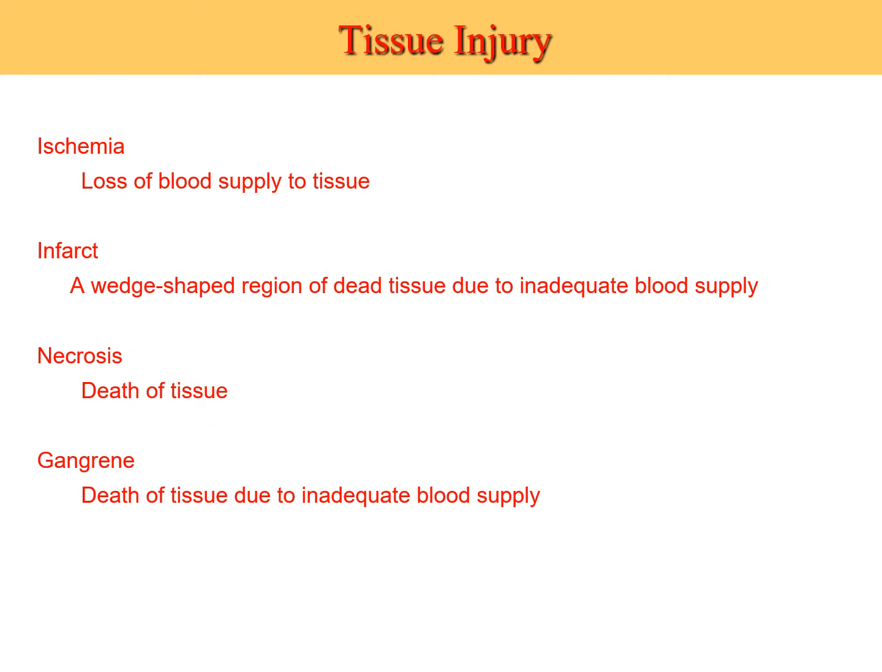Okay, let's talk about tissue injury and the kind of injury that you get where there's a problem with the vascular system. If tissue loses blood supply, it becomes ischemic. It has inadequate delivery of oxygen.